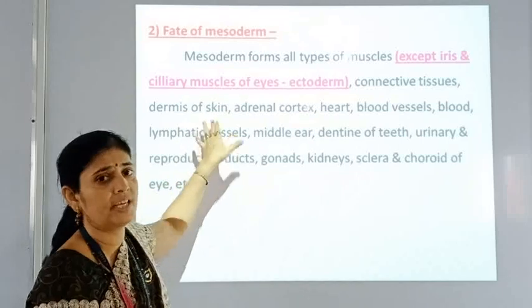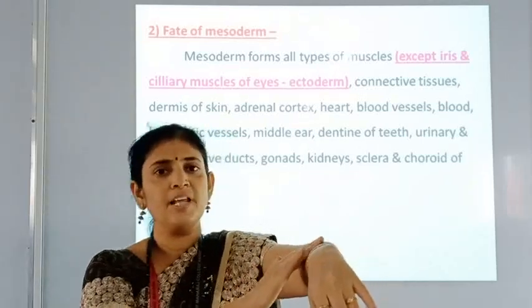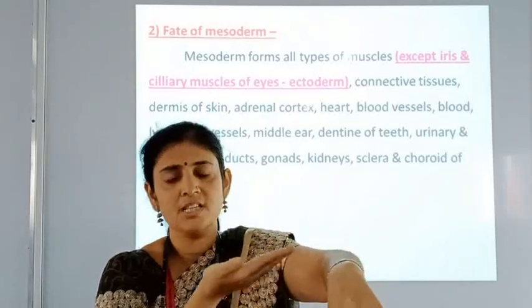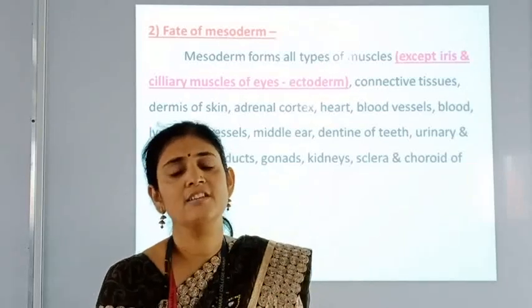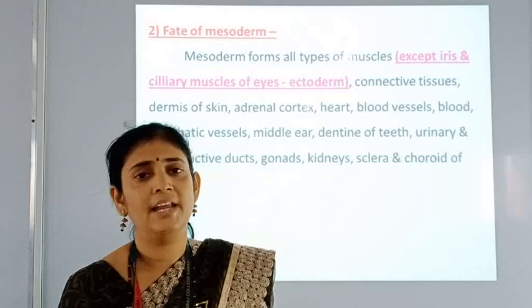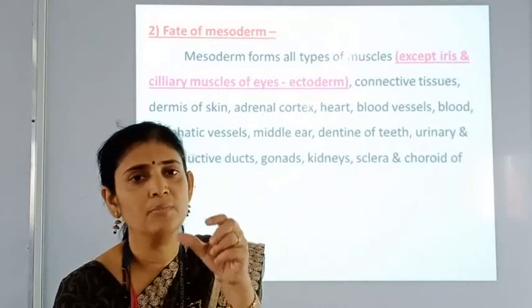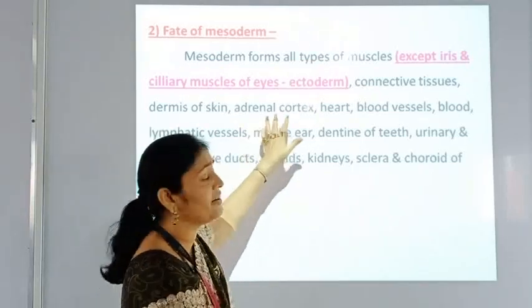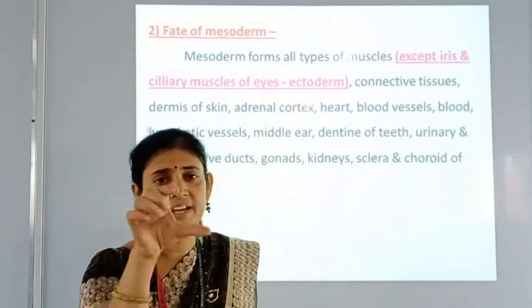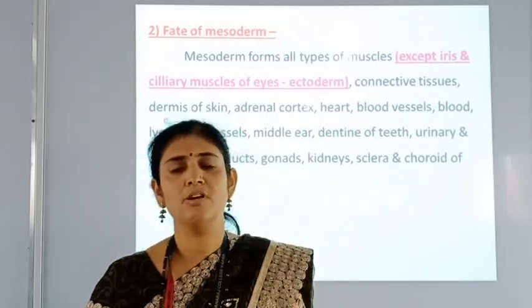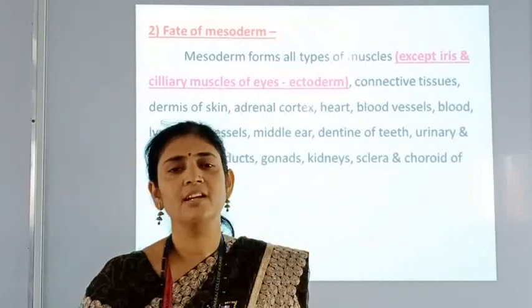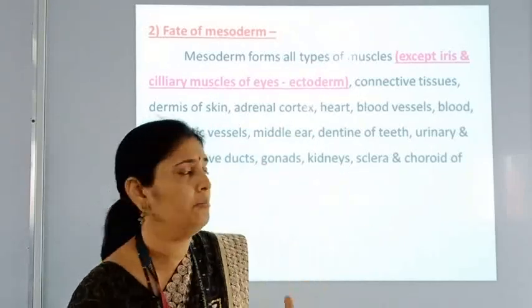Then dermis of skin means this is the epidermis, and below this epidermis another layer is present all over the body, and that layer is called as the dermis of skin, and this dermis of skin is derived from the mesoderm. Then adrenal cortex area. From adrenal gland, middle part is medulla, that is derived from ectoderm, and outer part of that adrenal gland, it is derived from this mesoderm.